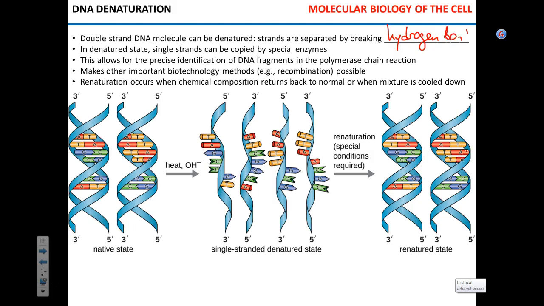How can you break down hydrogen bonds? Heating it. Very good. So when you heat the DNA molecule, double-stranded DNA molecule, strands separate. It's called denaturation of the DNA. Okay? Denaturation of the DNA.